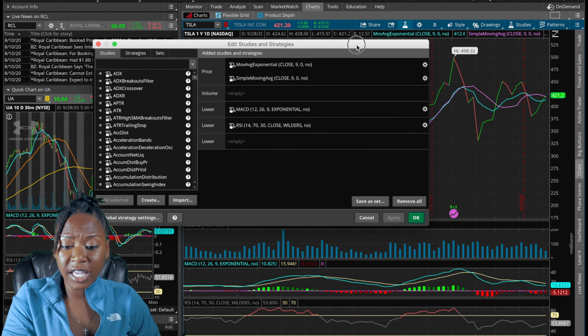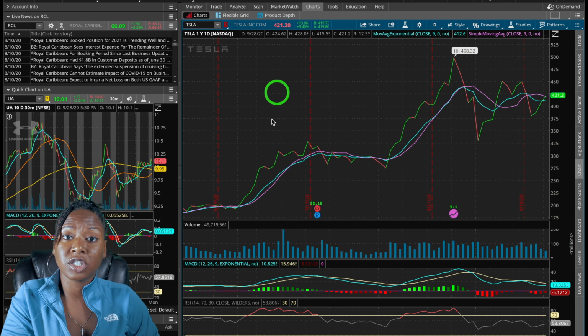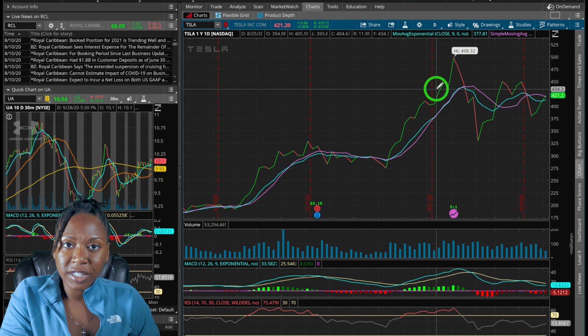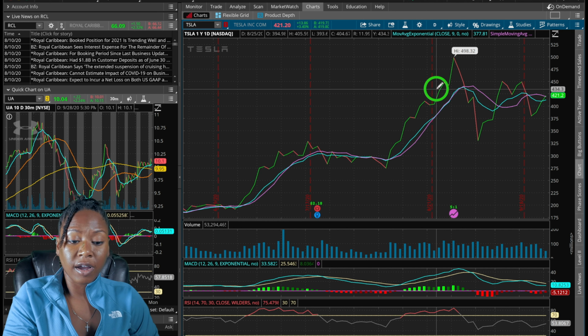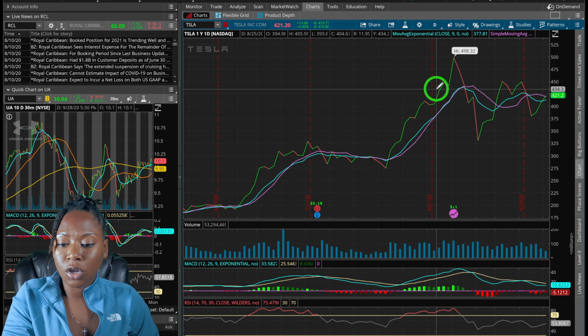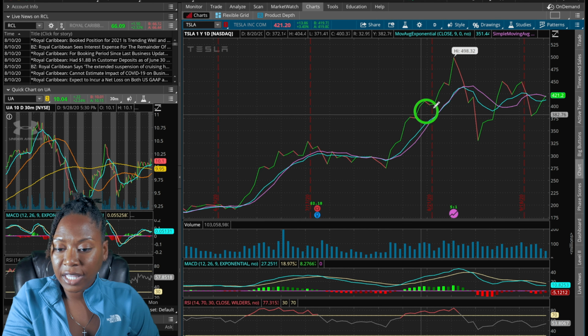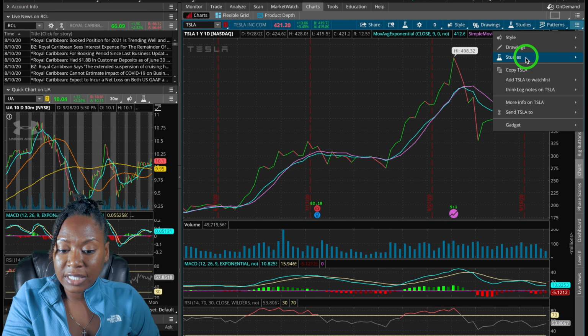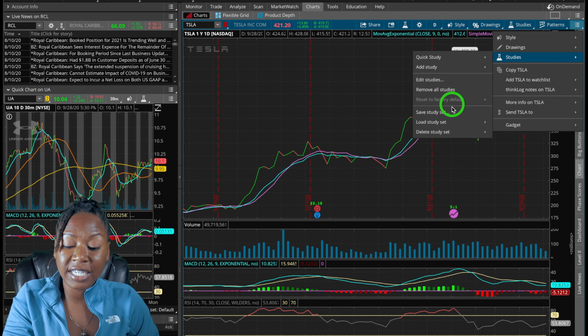Okay, so this is adding all of your indicators to the chart. When you've added that, you want to save it, because if you don't save it and you exit out of the software, you'll lose it. The way that you save it is you go right here, see this little second line binder looking thing? Click that, go under studies and add save study set.